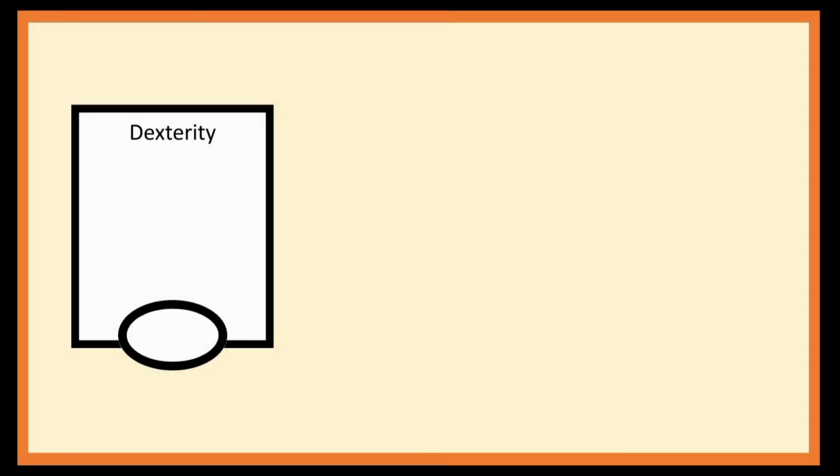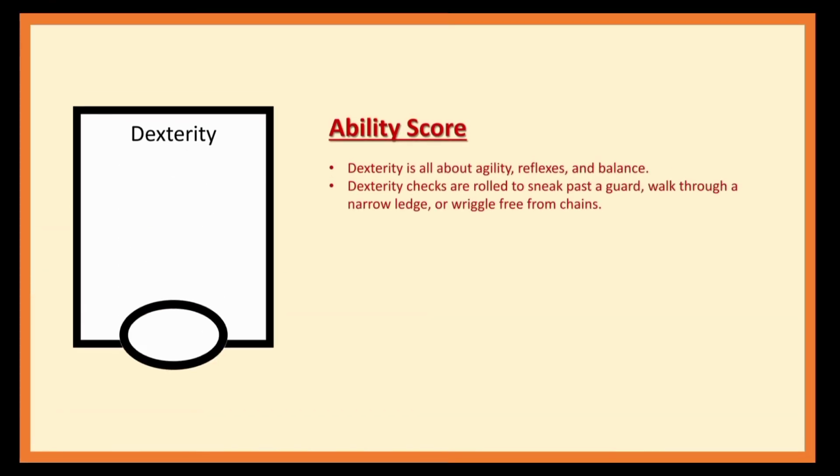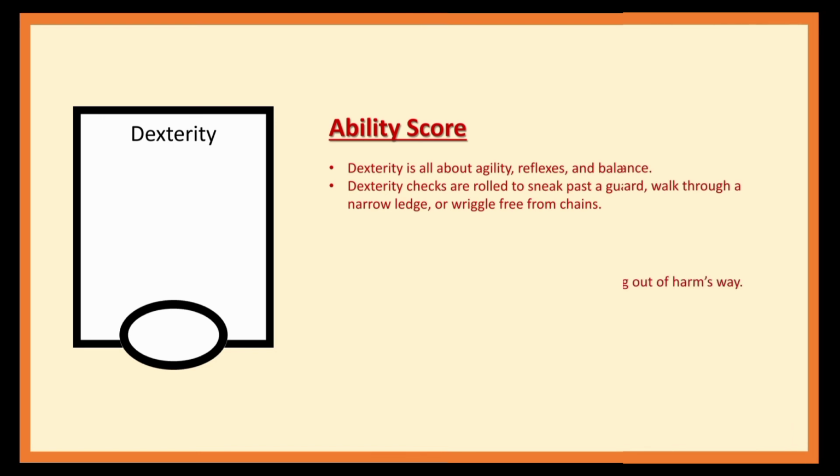Now let's talk about dexterity. Dexterity is all about agility, reflexes, and balance. It's all about being nimble and quick on your feet. A dexterity ability check, or dexterity check, is about being able to sneak past a guard, walk through a narrow ledge, or wiggle free from chains. You could even jump from rooftop to rooftop, as long as you're agile.